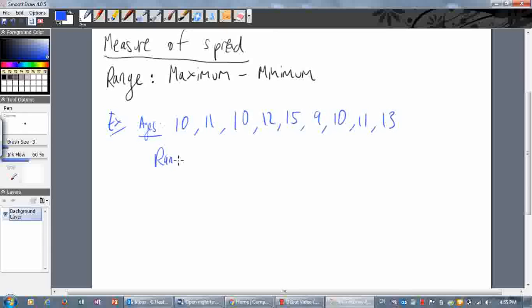So the range is equal to the max minus the min. So let's just have a look. What was the maximum value here? Well, the biggest value here was 15, and what was the smallest value? 9. So that's equal to the max minus the min. So that's equal to 6. In other words, the difference between the biggest and the smallest value is 6. That's all the range is.